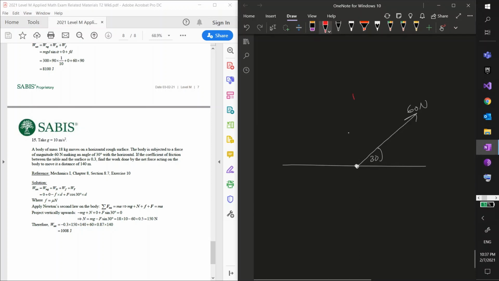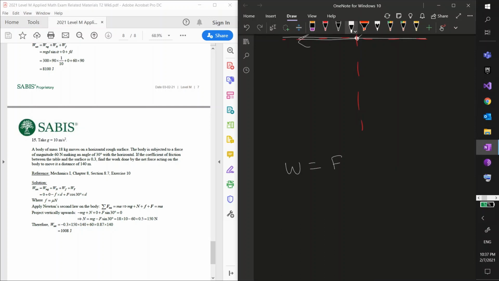Let's put the axes. Making an angle of 30. Of course, you have your friction because it's a rough surface. They told you the coefficient of friction is 0.3 and the distance moved is 140. Find the work done. So work is equal to force multiplied by distance multiplied by cosine theta, right?